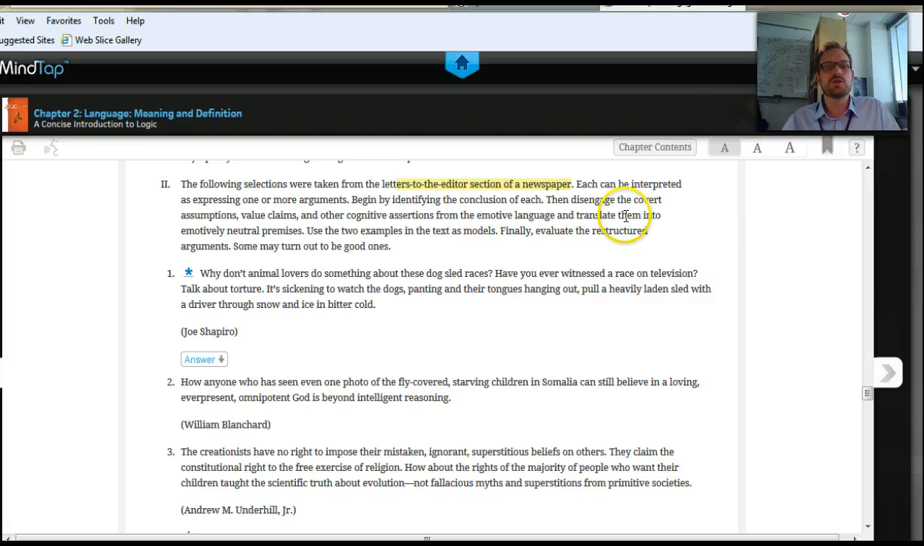Now, each of these can be interpreted as expressed in one or more arguments. What you're supposed to do is first begin identifying the conclusion. Then you need to disengage, I like the language here, the covert assumptions, the value claims, and any other cognitive assertions from the emotive language, and then translate it into emotively neutral premises. So use the two examples in the text as models. Okay, let's take this first example and take a look at it.